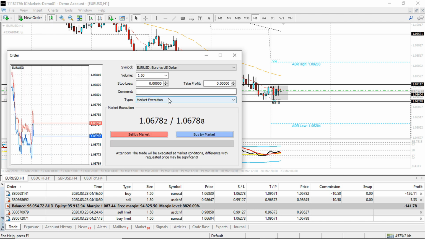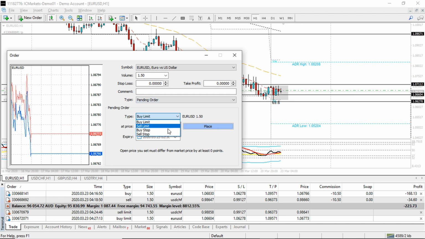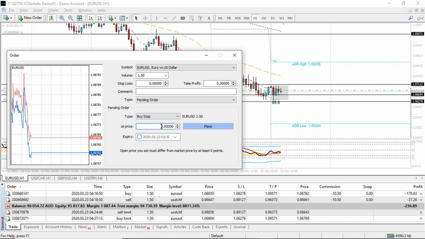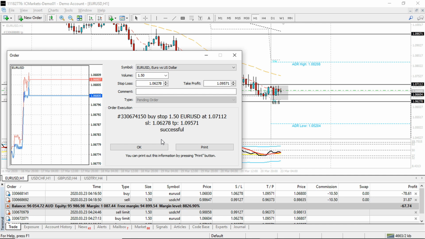So once again you click on new order, and then we select market execution, pending order, but this time around we select buy stop, and then our price level for the buy stop order is 1.07112, and then the stop loss remains the same at 1.06278, and the take profit becomes 1.09571, and then place it.